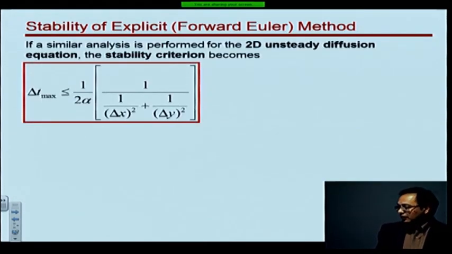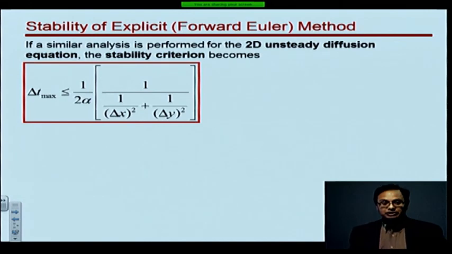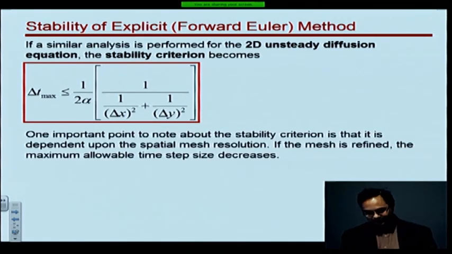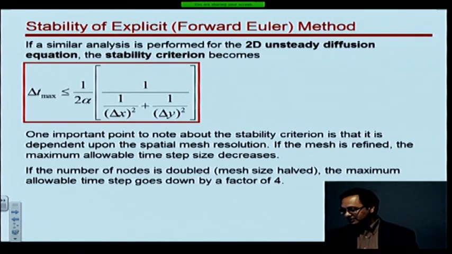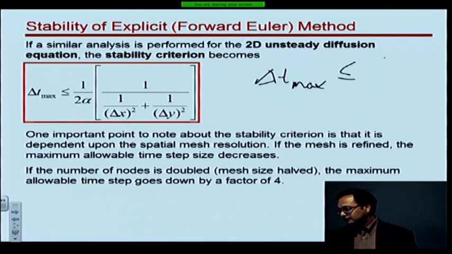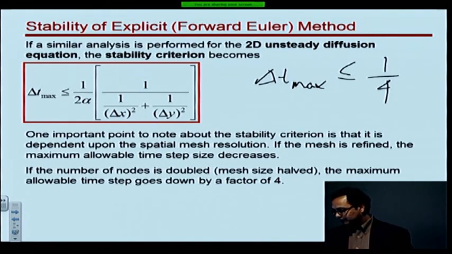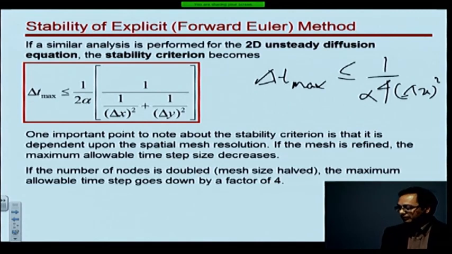If you do a 2D calculation, then this is your stability criterion. Okay, so now the delta x and delta y both show up in your expression. And if you use equal delta x and delta y, then basically you get a 2 here. So delta T max becomes less than or equal to 1/4, for equal delta x and delta y. Or sorry, there's an alpha delta x square also. But instead of a half, you get a 1/4. All right.